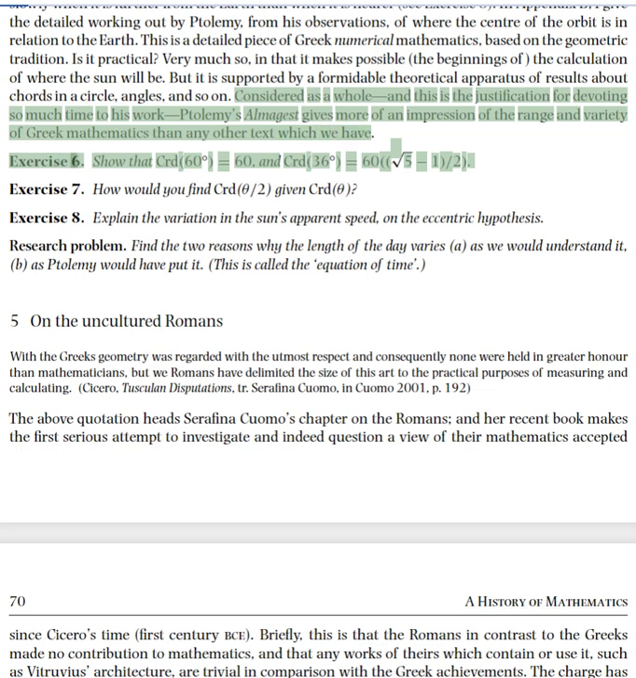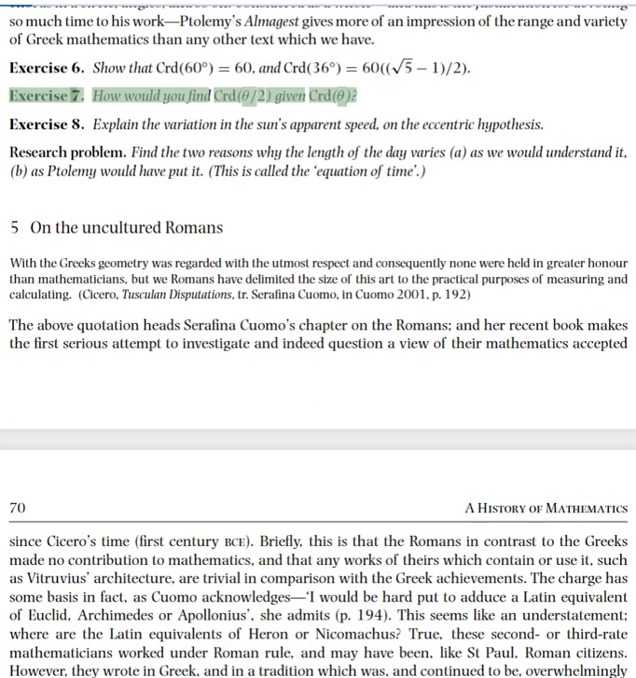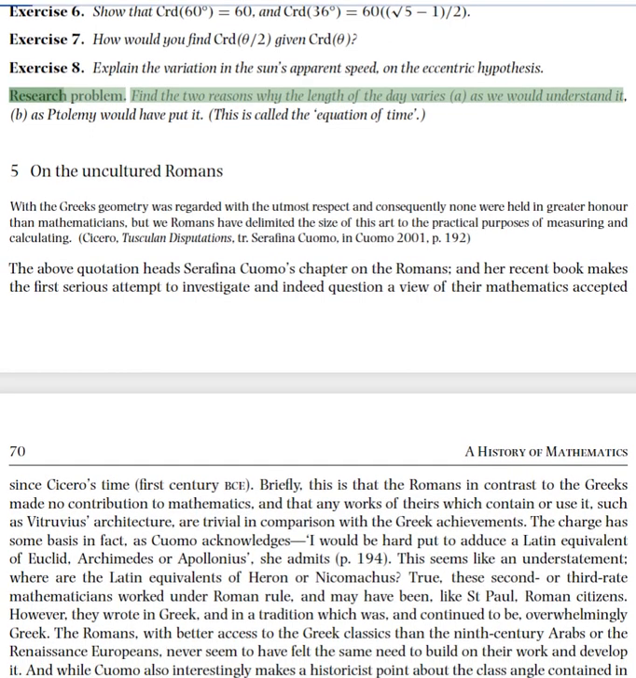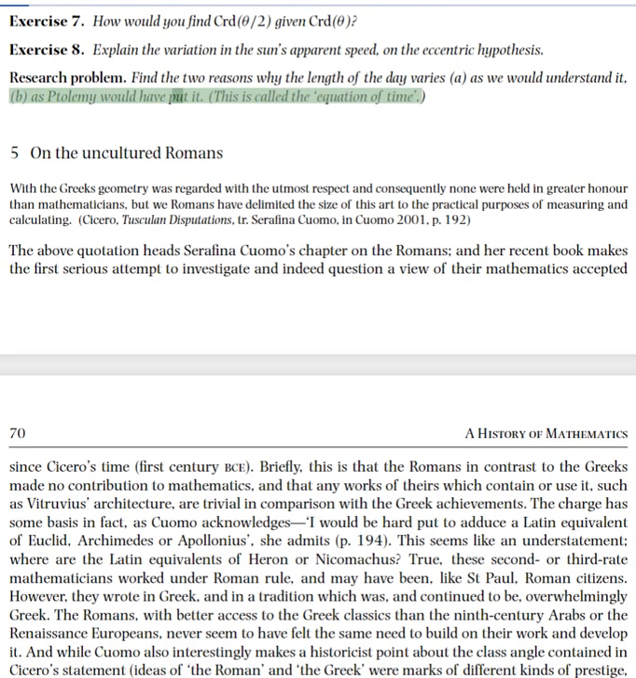Exercise 6. Show that CRD equals 60 and CRD equals 62. Exercise 7. How would you find CRD given CRD? Exercise 8. Explain the variation in the sun's apparent speed on the eccentric hypothesis. Research problem. Find the 2 reasons why the length of the day varies as we would understand it, as Ptolemy would have put it.